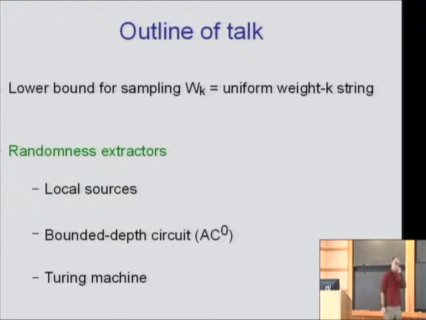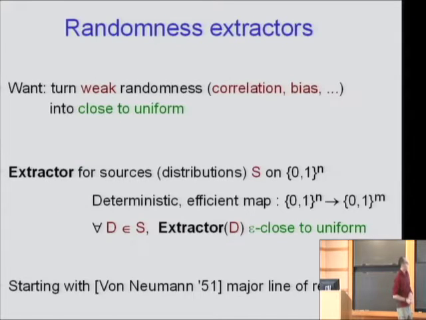Okay, let me now switch gears and talk a little bit about randomness extractors. Briefly, the setting here is that you have at your disposal a weak random source. This is a probability distribution which may have some correlation or some bias, and you want to turn it into something which is very close to uniform.